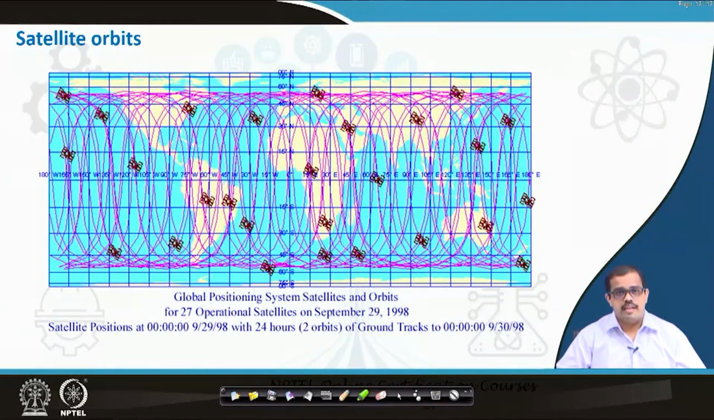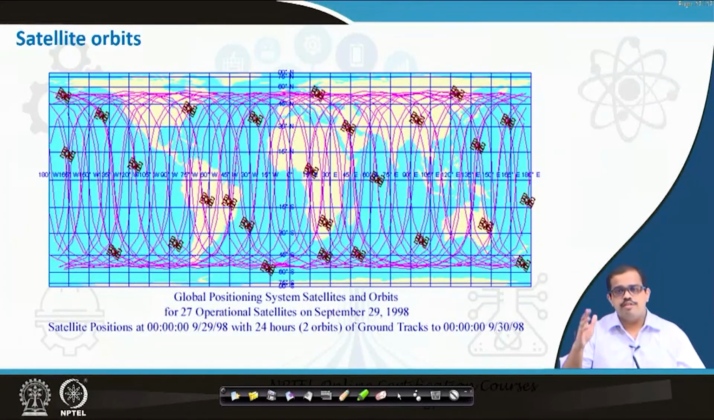This was in 1998. So if you could see, every point on the Earth's surface is covered. If you are at any point in India, you can easily receive about 4 signals. Yes, there are places where the satellite signals are really weak, especially where we have thick canopy vegetation, etc. So we have different methods of getting better signals.